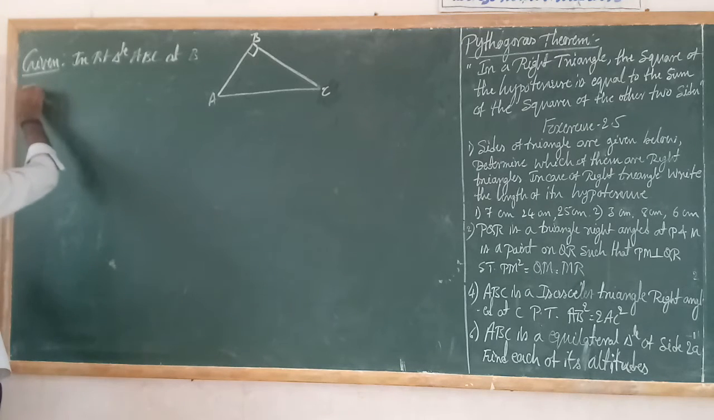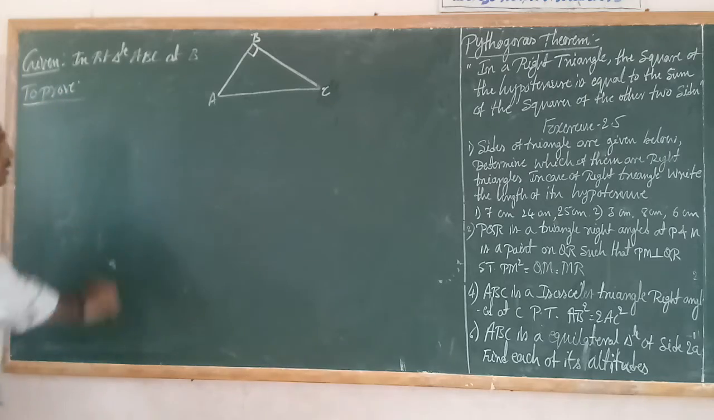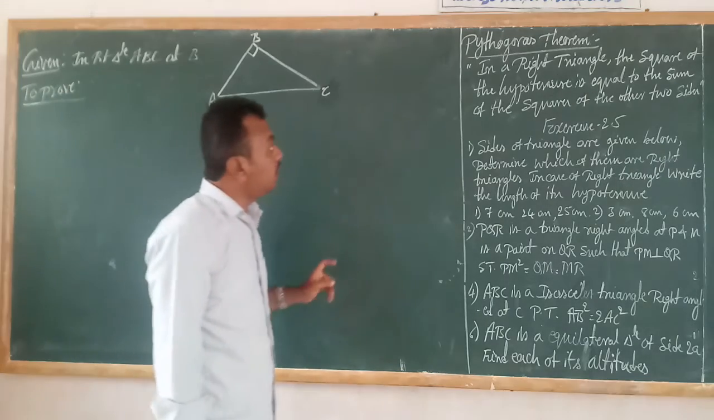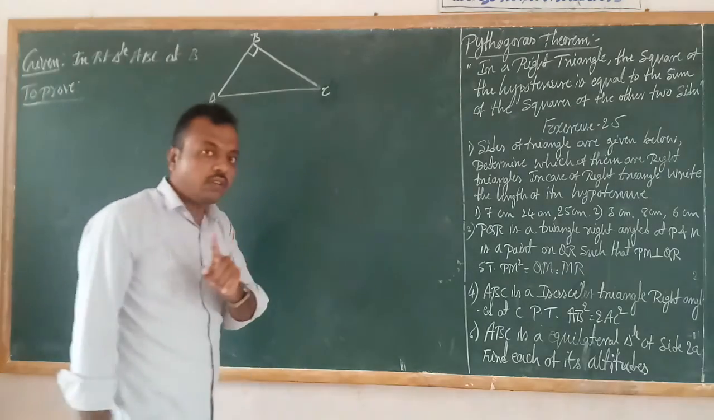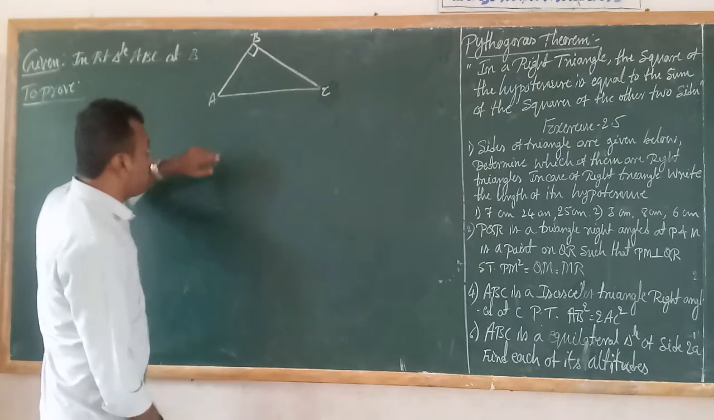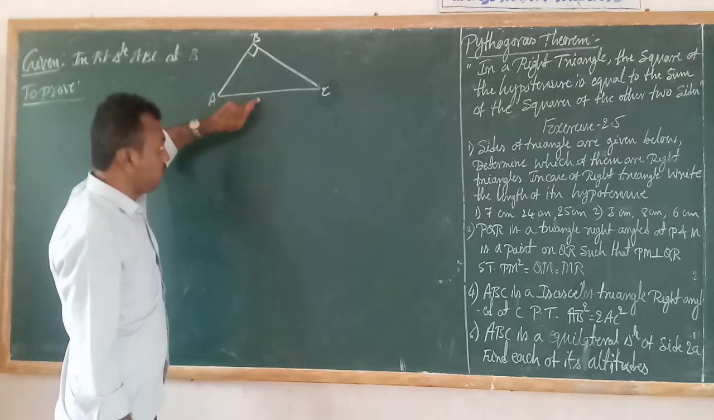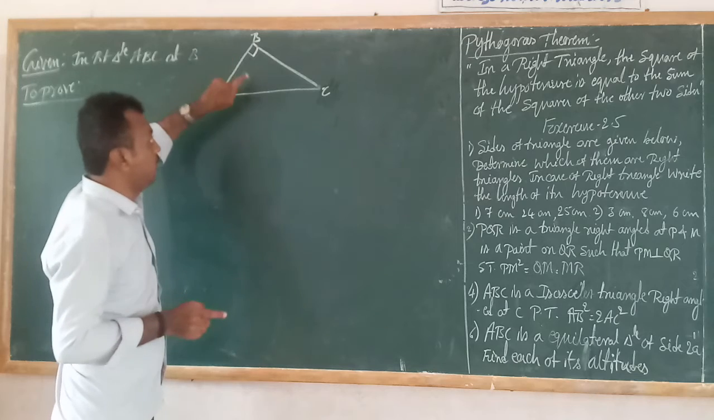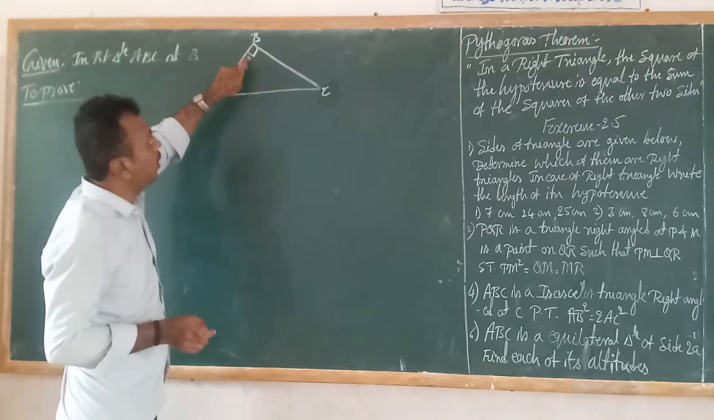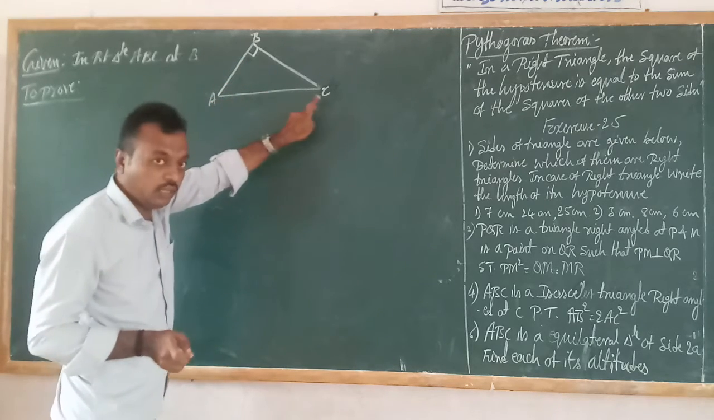Now, what do we have to prove? The statement: in a right angle triangle, the square of the hypotenuse. We know the hypotenuse is the side opposite the right angle. What is the right angle here? Angle B. What is opposite angle B? AC. So AC is the hypotenuse.